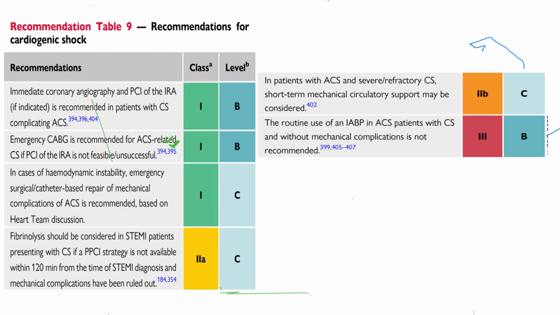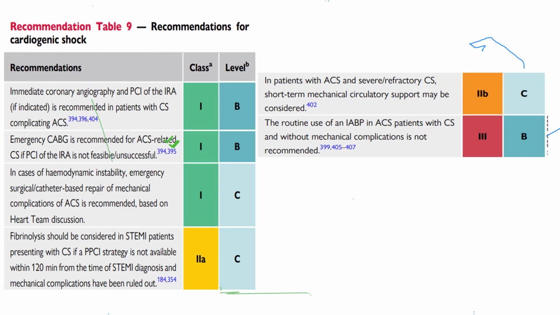This is higher in terms of level of recommendation compared to the other ones where we spoke about the non-infarct-related artery within 45 days. Emergency CABG is recommended for ACS-related cardiogenic shock if PCI of the infarct-related artery is not feasible or unsuccessful.